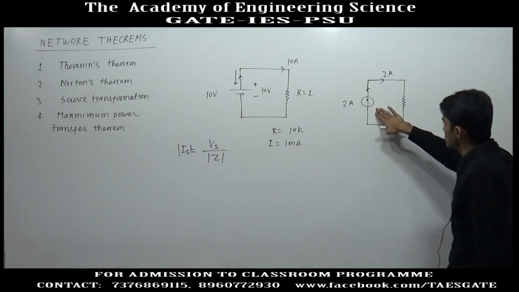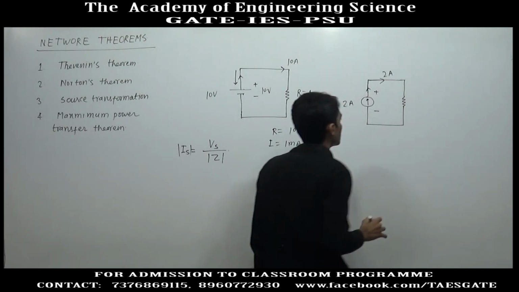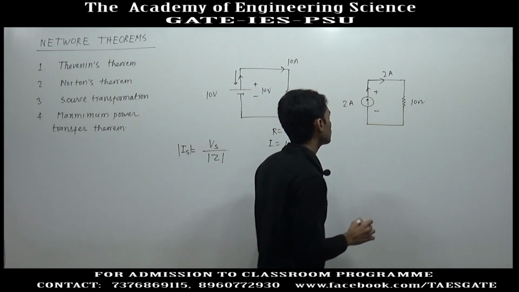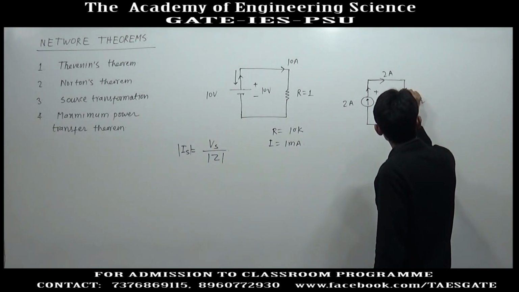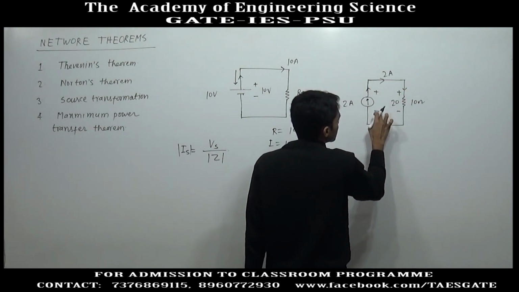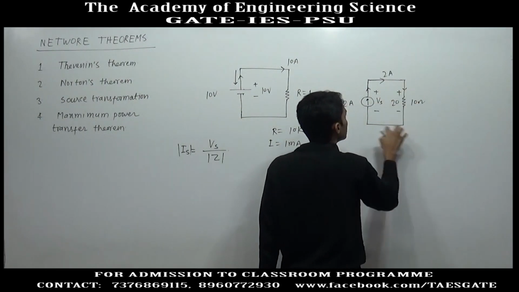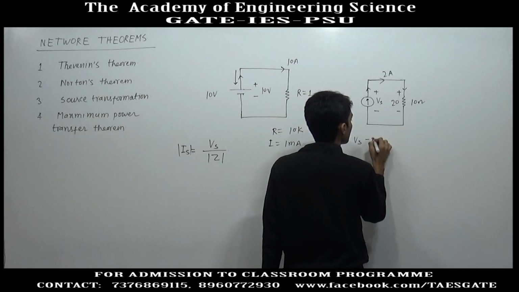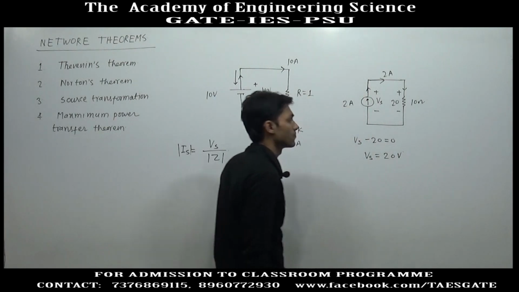Similarly, in case of a current source, the current supplied by the source is fixed, but the voltage across the current source depends upon the load resistance. Suppose this resistance is 10 ohm, it will supply current of 2 ampere. So the voltage across this resistance is 20 volt. Now suppose the voltage across the current source is Vs, and if we apply KVL, then here we have a gain of Vs and here a drop of 20, so Vs minus 20 is equal to 0. So the voltage across the ideal current source is 20 volt.